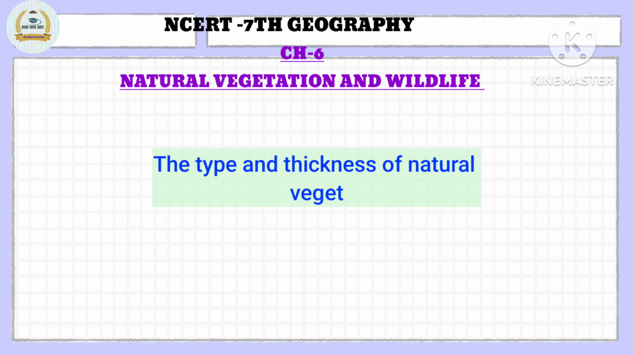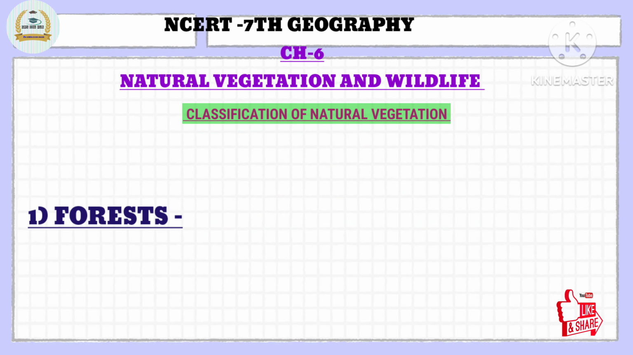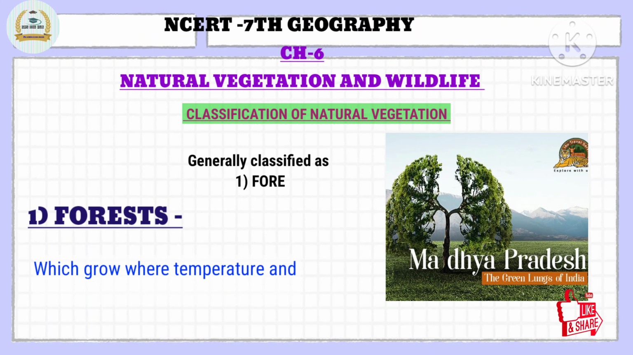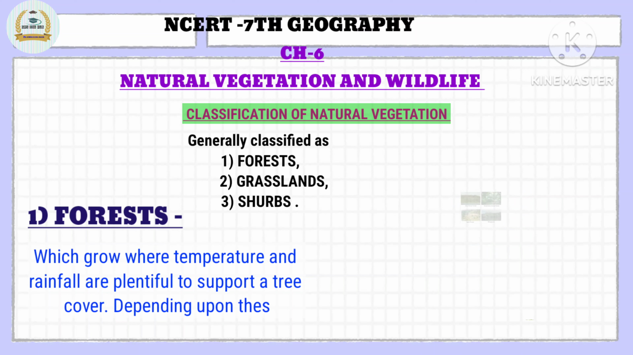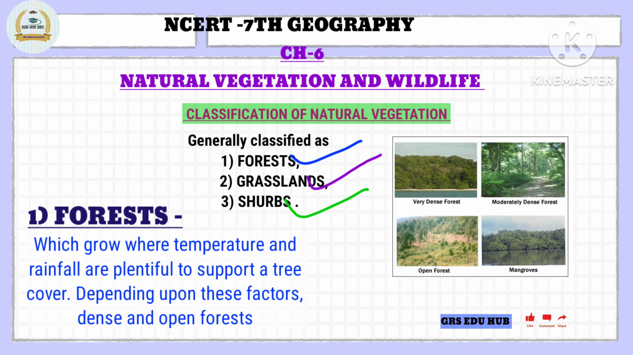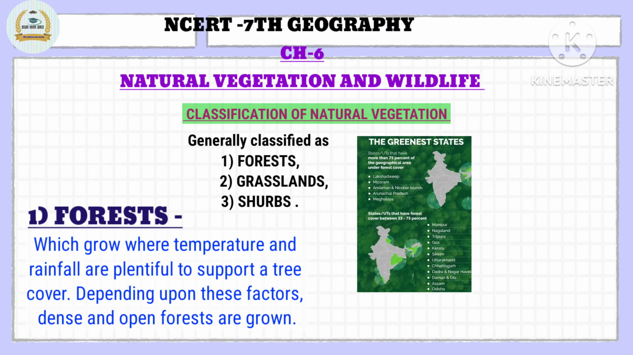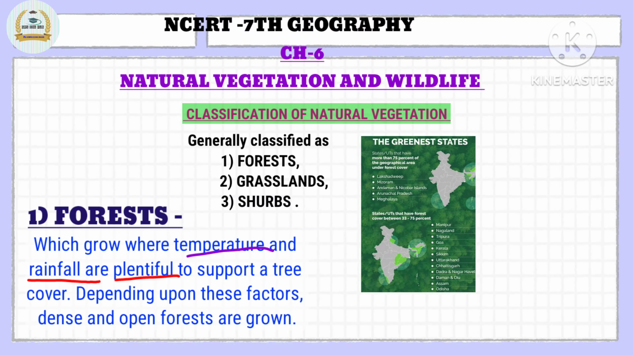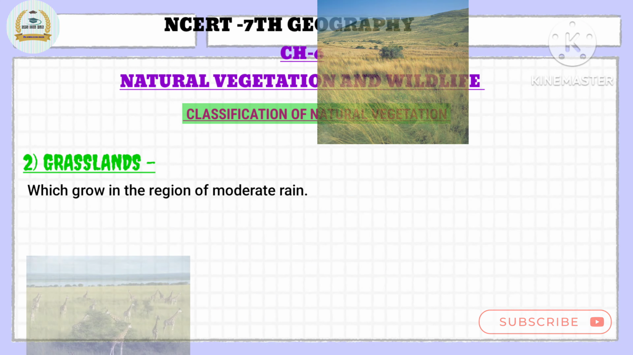Do you know? The type and the thickness of the natural vegetation varies from place to place because of the variation in these factors. The classification of natural vegetation: generally, natural vegetation is classified as forest, grasslands, and shrubs. First is the forest. What is the forest? Forests grow in areas where the temperature and the rainfall are plentiful to support a tree cover, and depending upon these factors, dense and open forests grow.